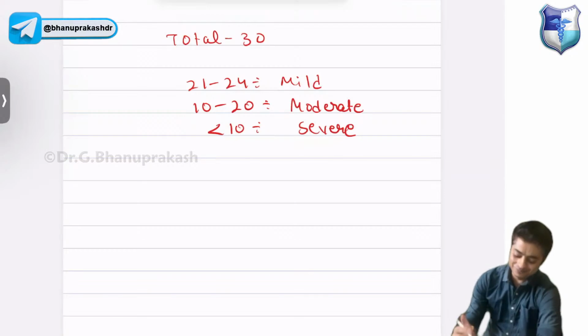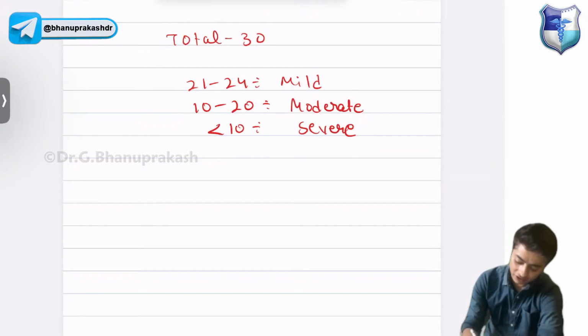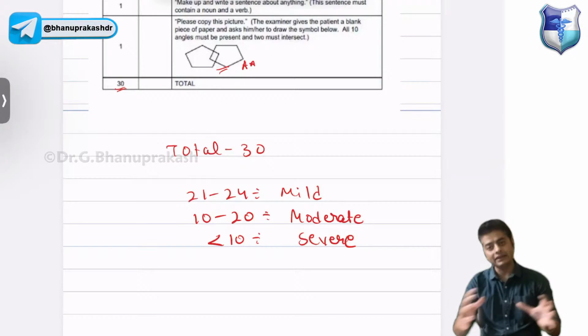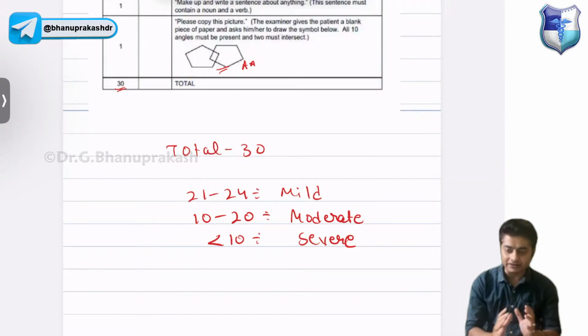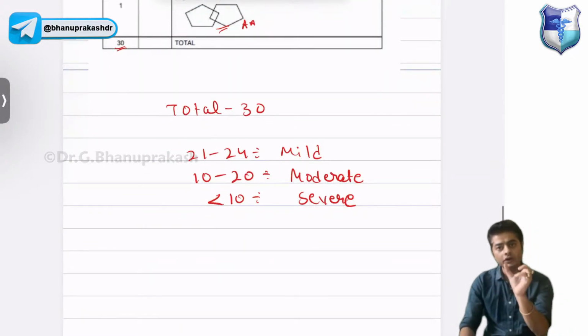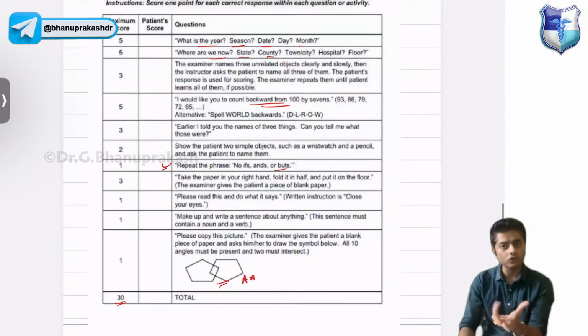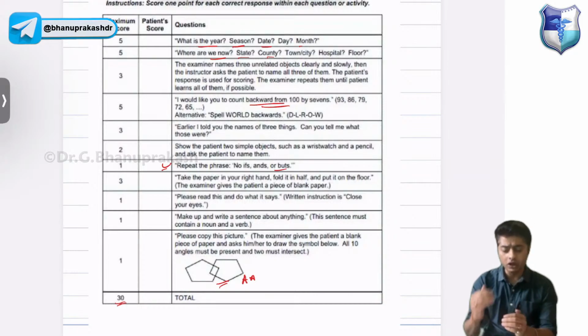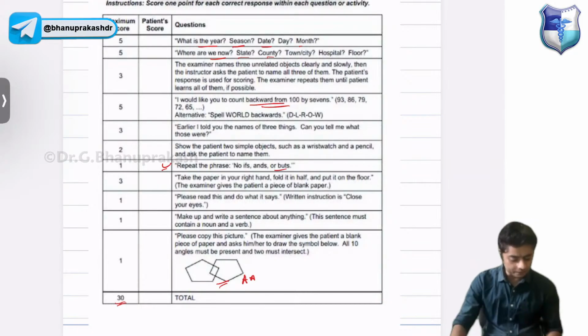Total is 30, mild is 21 to 24, moderate is 10 to 20, and below 10 is severe. So MMSE is only a screening test, not a confirmatory test. Total score is 30. This is a chart; you can also Google it. In this chart, everything is given: memory, visual pattern, how to tell the patient to draw, which numbers to repeat.